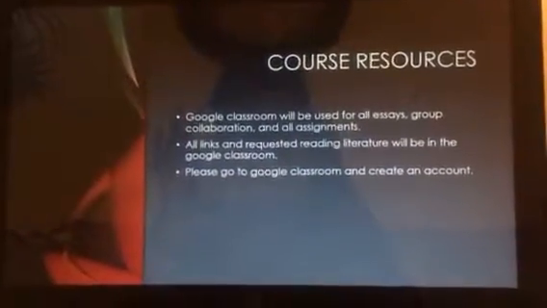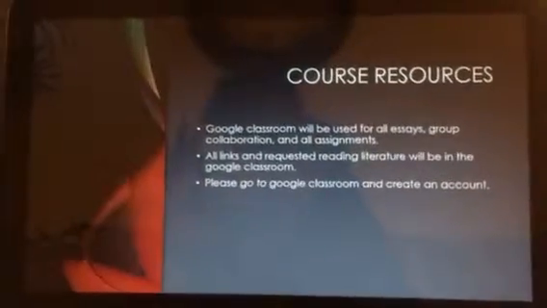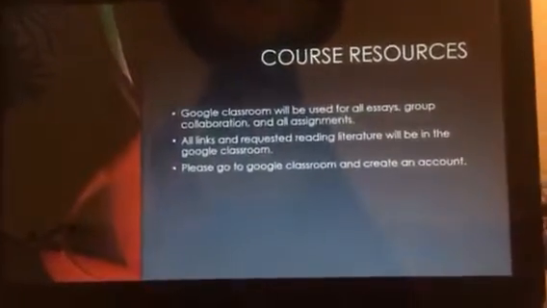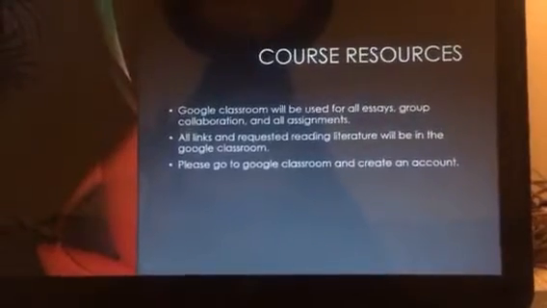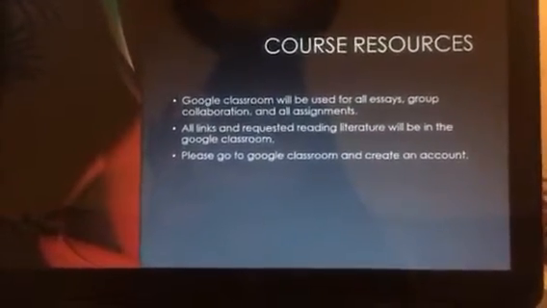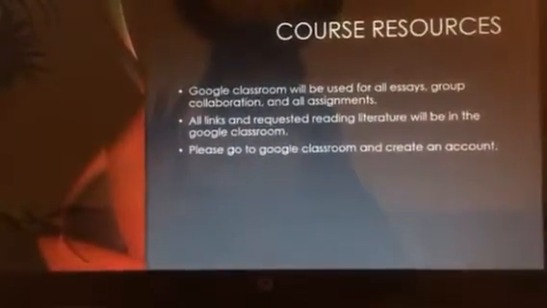Google Classroom is my learning management system that I will be using for my courses. So therefore, all essays, group collaboration, and their assignments will be posted here. The links and requested reading literature will also be in the Google Classroom, where I will guide them to go and set up or create their account.